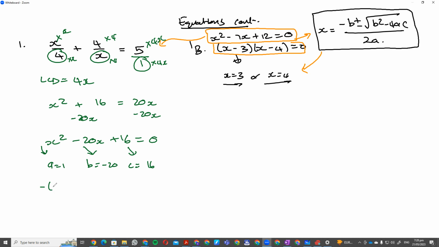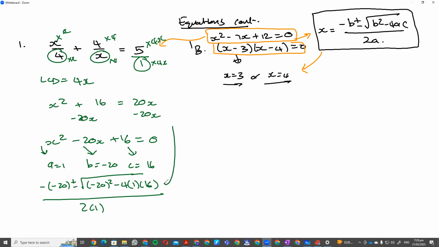So minus b is the formula. So minus negative 20 plus minus the square root of b squared, which is negative 20 squared, minus 4 times a times c, minus 4 times 1 times 16, all divided by 2 times 1 is what I'm getting for this one. Now, I am going to simplify this over here, continuing.